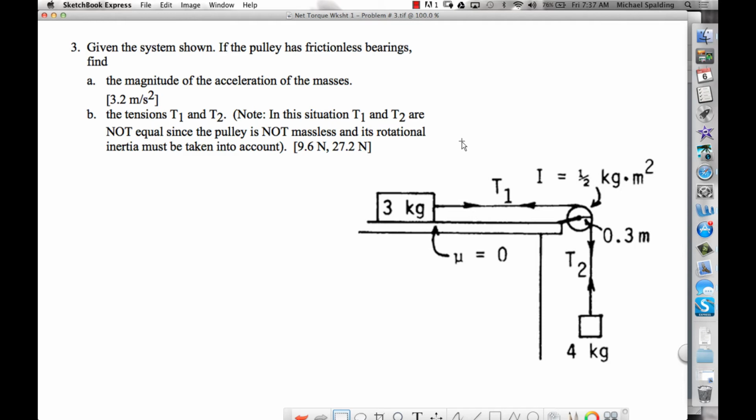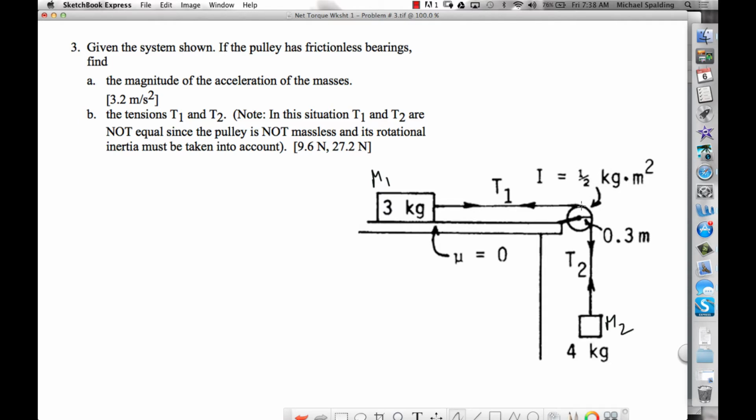All right, so this is number 3 off of the net torque worksheet. So we have a 3 kilogram mass and a 4 kilogram mass. So I'm going to call this guy M1. This guy will be M2. Now look, a very common question about this pulley.